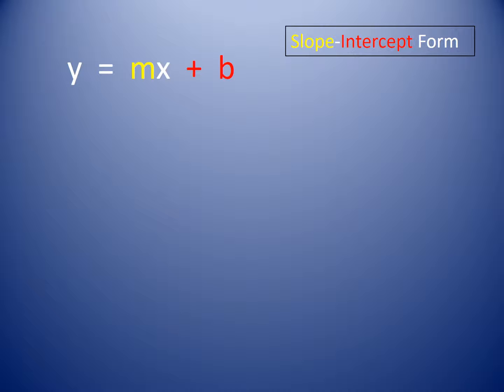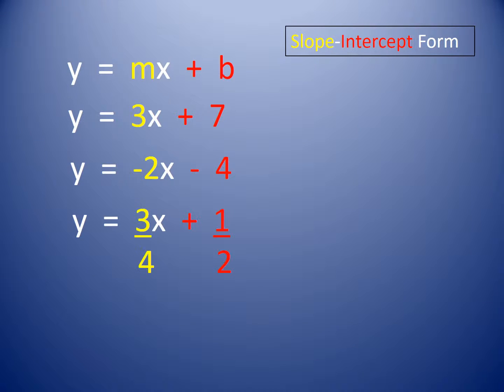I guess the first thing we could say is the m and the b could be positive integers, they could be negative integers, they can be fractions, they can be decimals. You could have just the mx without the b. You can have just the b without the mx. Lots of variations on the basic equation form. But again, y equals mx plus b is the slope-intercept form.